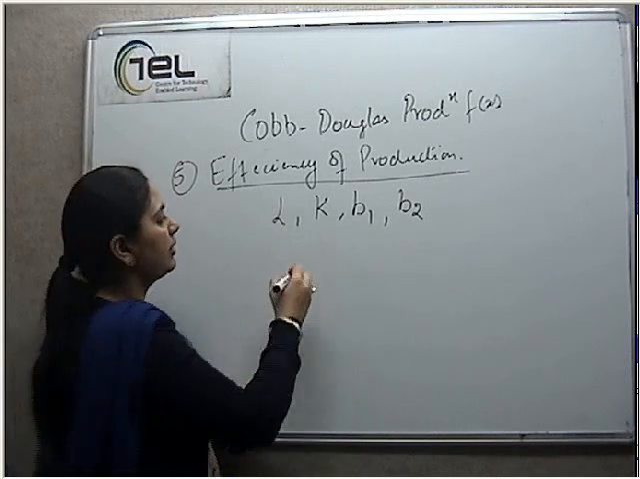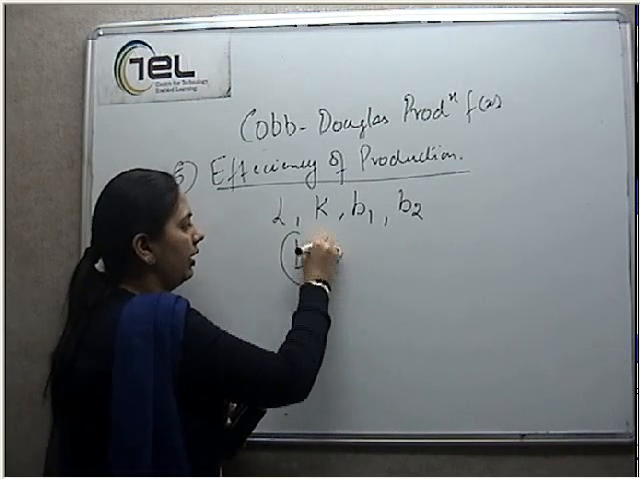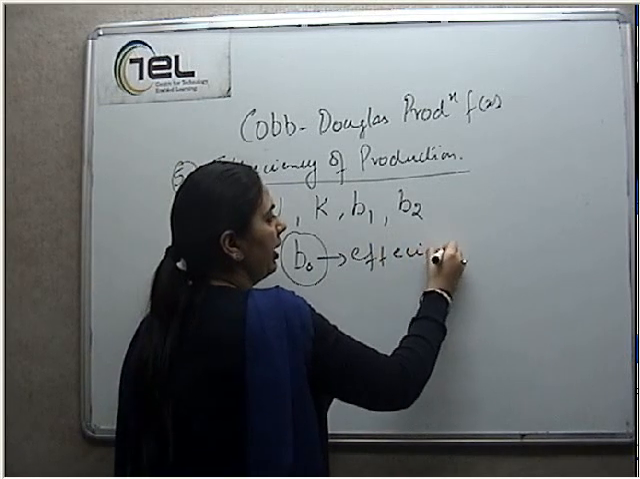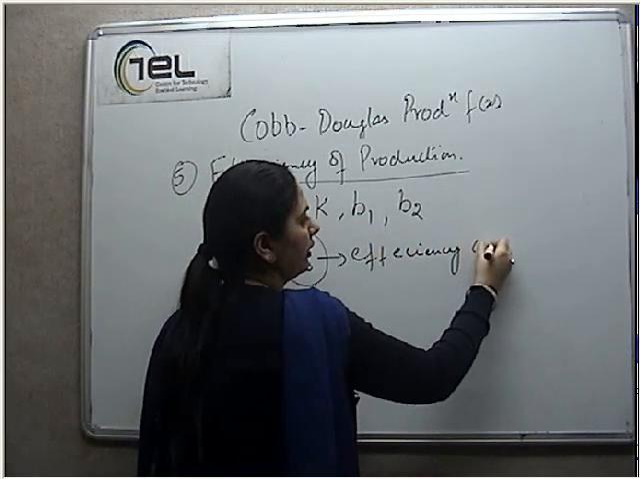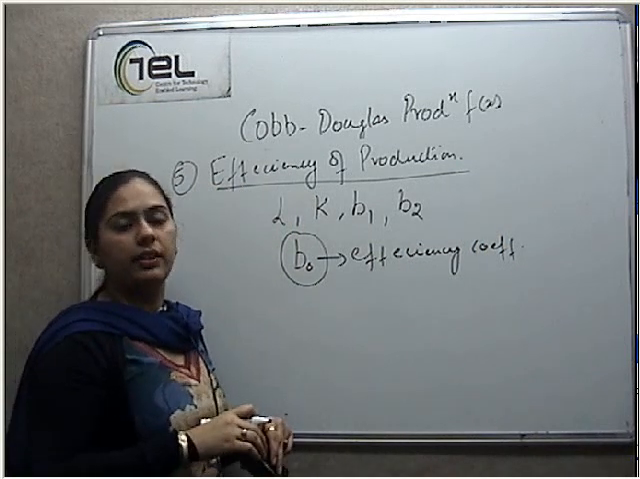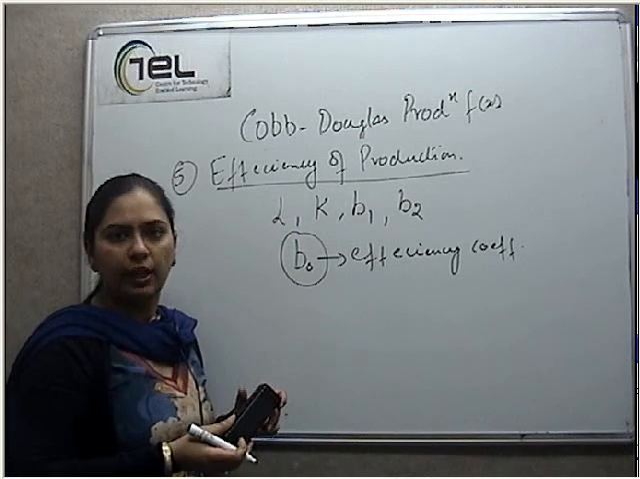Here it is B naught, the efficiency coefficient, which helps us decide which firm is more efficient.